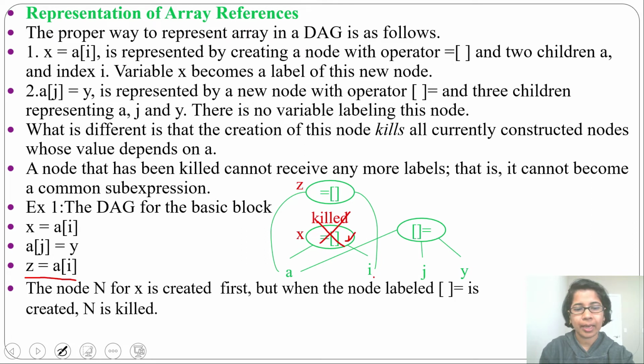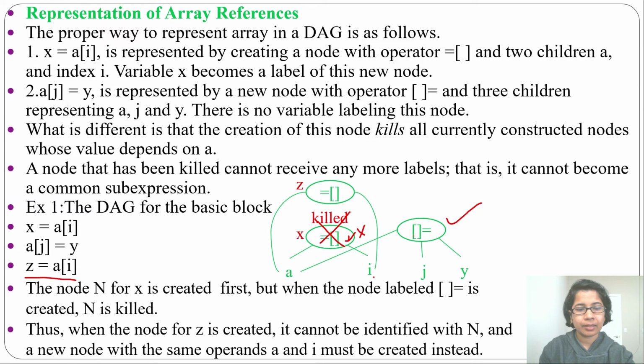It cannot see this node as it is already killed, so it will create another node. So the node n for x is created first, but when the node start bracket, end bracket equal is created, n is killed. And thus when the node z is created, it cannot identify the node n, let this be node n. It cannot identify this node as it is already killed, so it will create a new node with the same operands a and i.